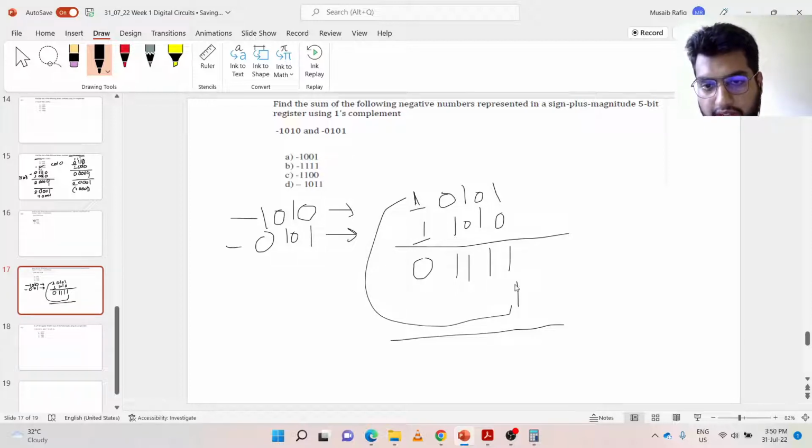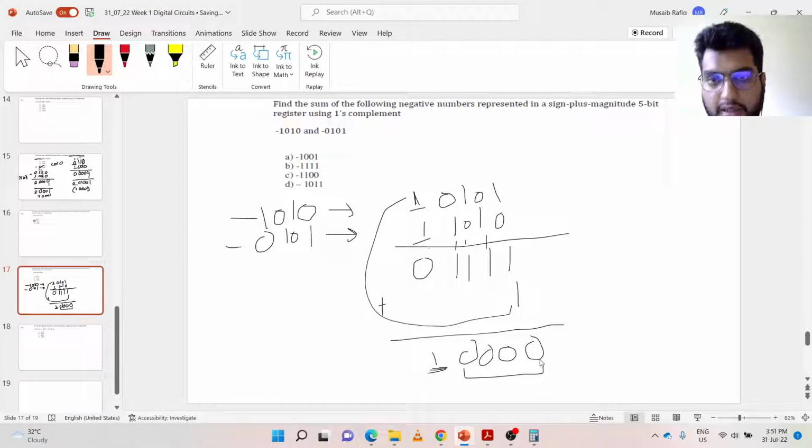So when we add it to the LSB, it becomes 1 plus 1 is 2, 10, carry 1. 1 plus 1 is 2, 10, carry again. So the carry propagates, 1 plus 1 is 2, 10, and this 1 comes out to be here. So this here is our sign bit and these here are the magnitude bits. As we are finding the sum of two negative numbers in sign plus 5 magnitude registers, for the final answer we need to take ones complement again of the magnitude bits.